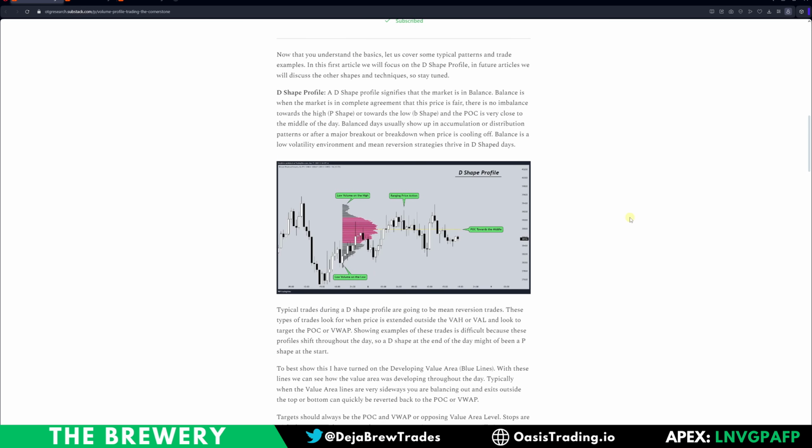So basically, a D-shape volume profile signifies that the market is in balance. And balance is when the market is in complete agreement that price is fair. There is no imbalance towards the high, which would typically look like a P-shaped profile, or an imbalance towards the low, which would look like a lowercase b-shaped profile.